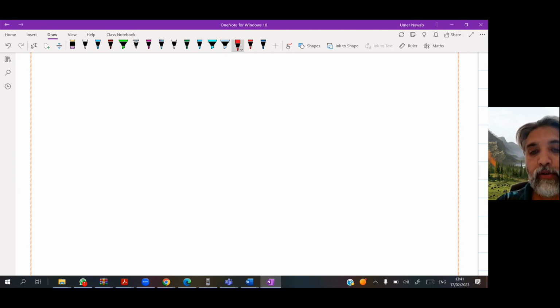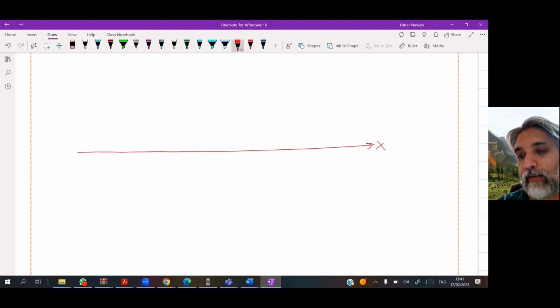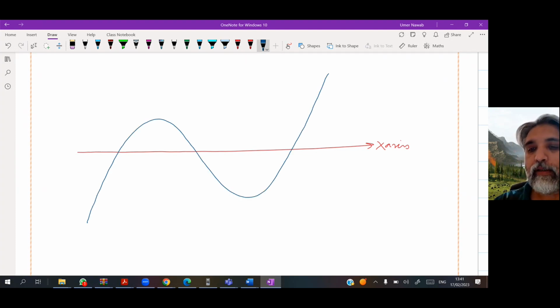Let me explain it to you. Suppose this is my x-axis. Okay, and I'm going to draw any curve like this. This is the equation of a curve. Now, as you can see, the stationary points, or minimum or maximum points, are at these points. This is my stationary point. This is a stationary point. Why stationary point? Because here the graph changes its trend.